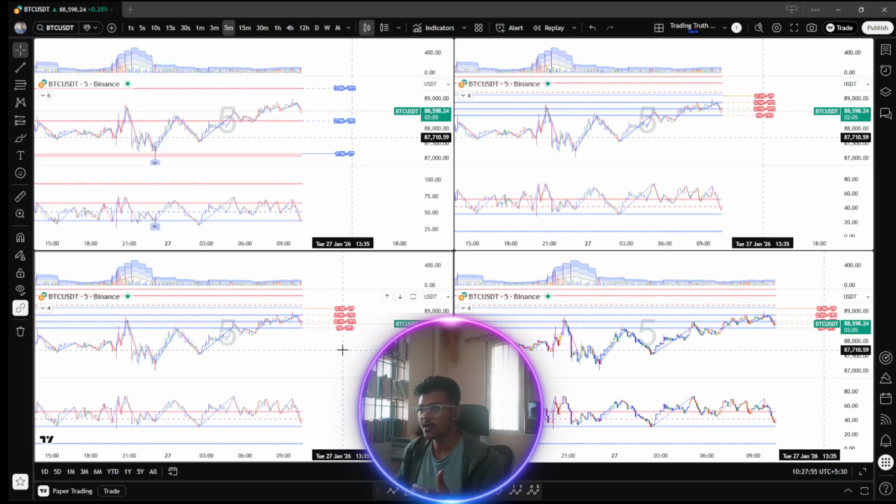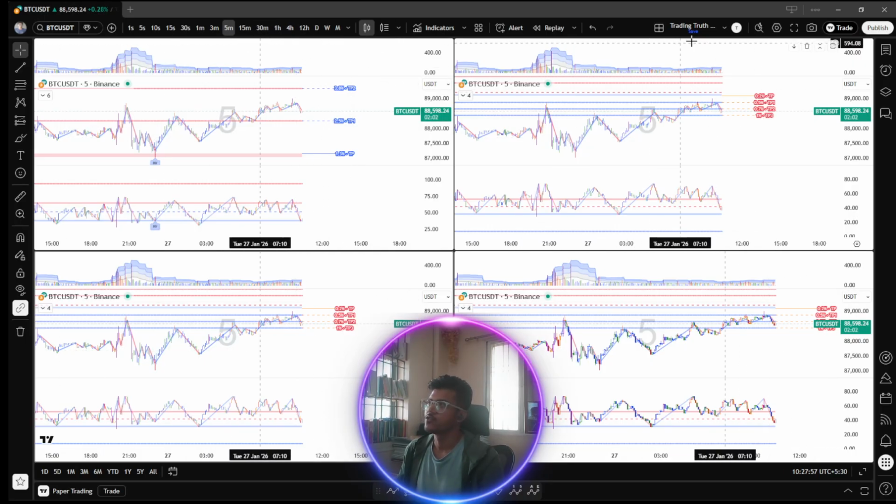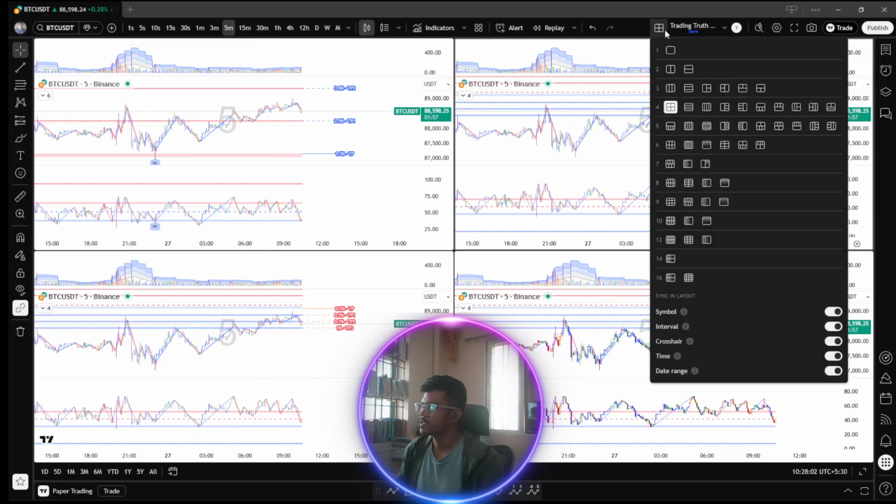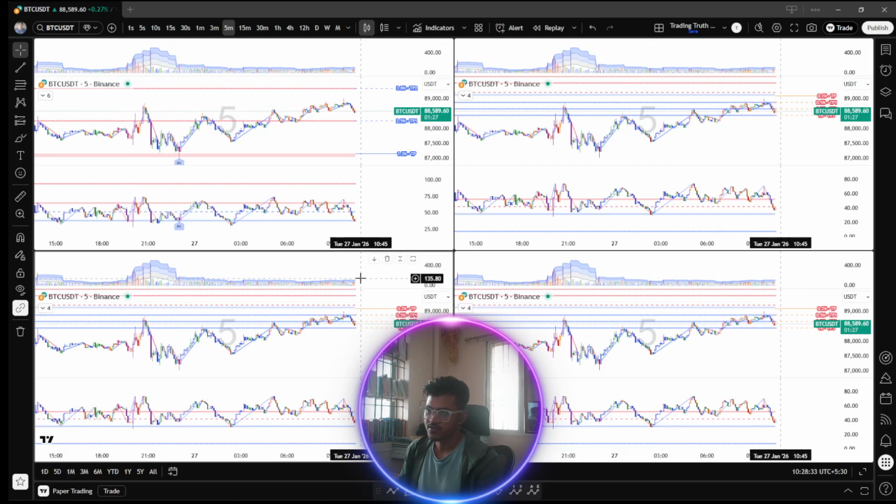And on the bottom, I'm gonna put higher time frame. So first, before doing that, let me see here. I do want to sync the symbol. Don't want to sync the interval yet. Crosshair, yes. Time, you can read about it here. When a chart is clicked, all charts within the layout display the same point of time. Okay, that's cool. Date range as well. Date range changes on all charts within the layout. All right. Yeah, we can deal with that.